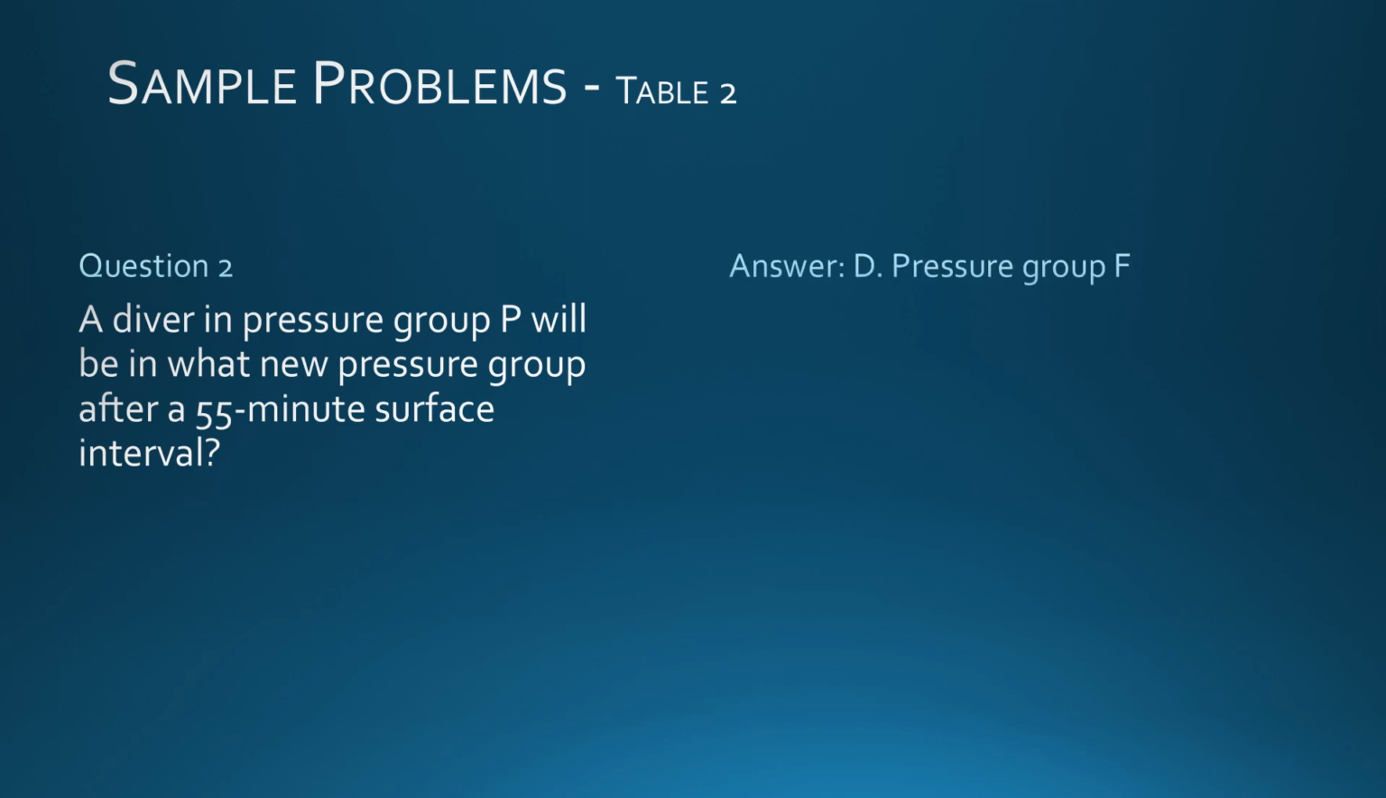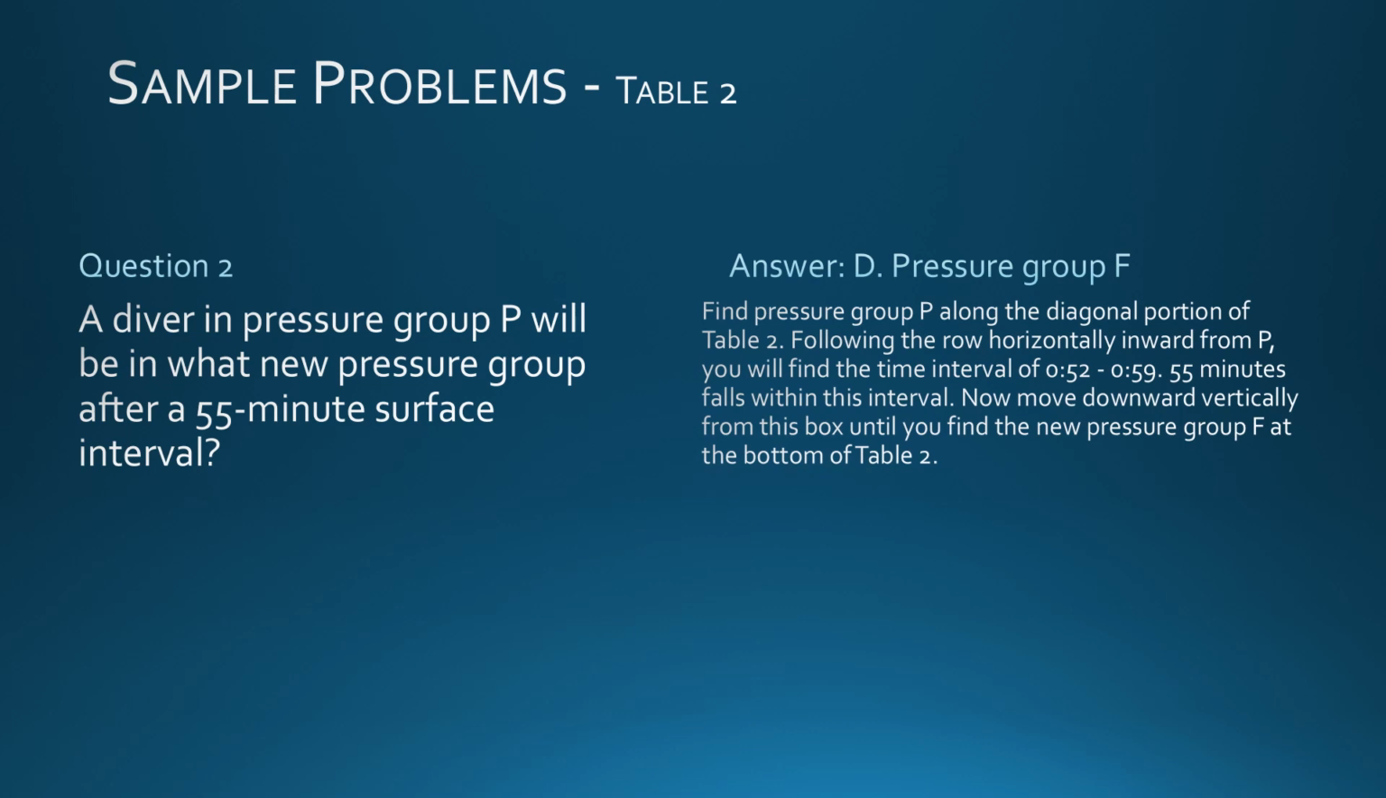The answer is D, pressure group F. Find pressure group P along the diagonal portion of Table 2. Following the row horizontally inward from P, you will find the time interval of 52 to 59. 55 minutes falls within this interval. Now move downward vertically from this box until you find the new pressure group F at the bottom of Table 2.